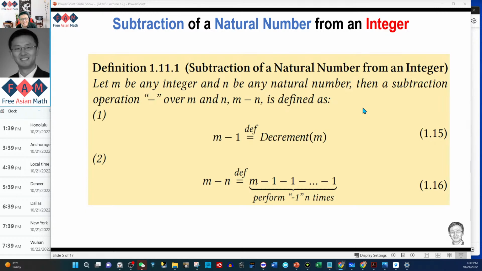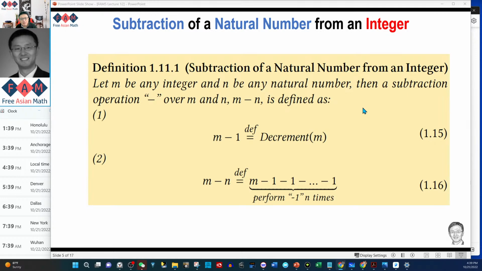So subtracting a natural number is simply repeatedly doing the capital D decrement operation. That's how we were able to define this. As I mentioned last time, I think that was a typo in the previous slide. I didn't have time to fix it in time, but this is the correct version, okay? So this is subtraction of natural numbers from an integer.